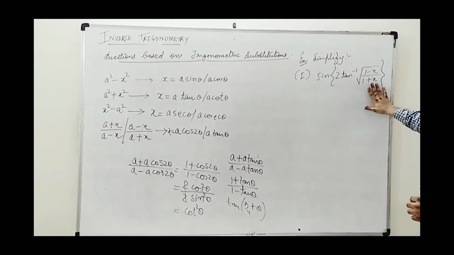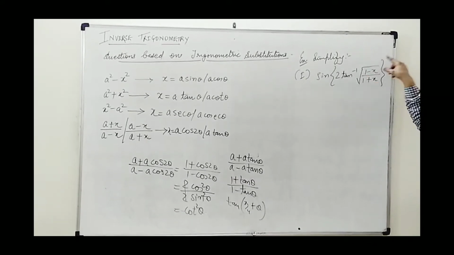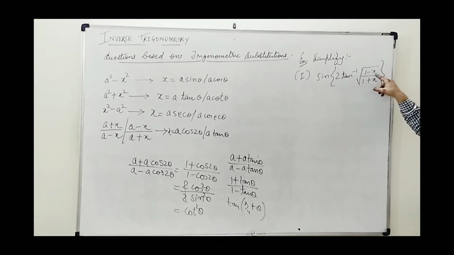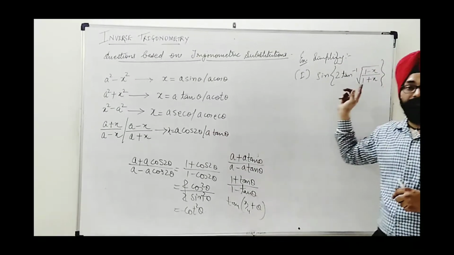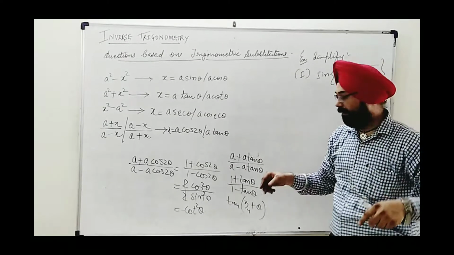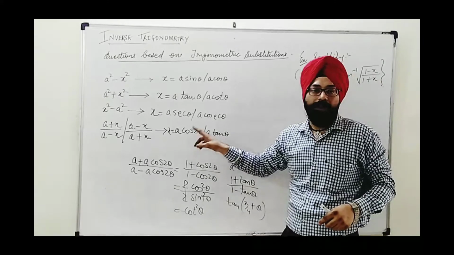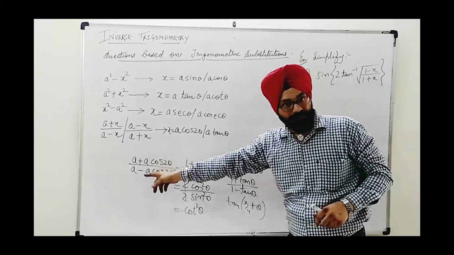Let's see, we have to compare the pattern. I see it is under root. First thing, you are given under root (1 minus x) upon (1 plus x), and pattern number 4. We see that pattern number 4 can be compared with this, and it is given under root. That's why, as I said recently, whenever you are given a square root, you have to use the cos 2 theta pattern. So the value of a is 1.